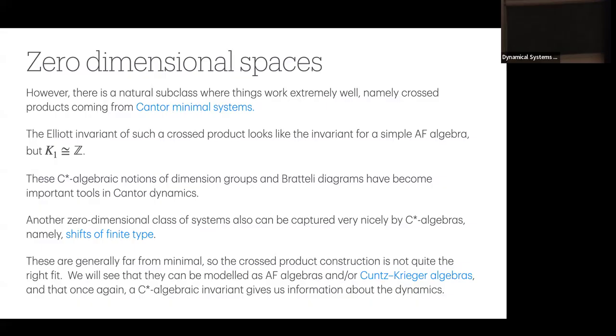And once again, the associated C-star algebraic invariant gives us information about the dynamics in a very, very nice way. So the upshot is that zero-dimensional spaces behave a lot more like the von Neumann setting, with substantially more intricacies. Nevertheless, a lot of the von Neumann stuff can be brought across in a reasonable way.